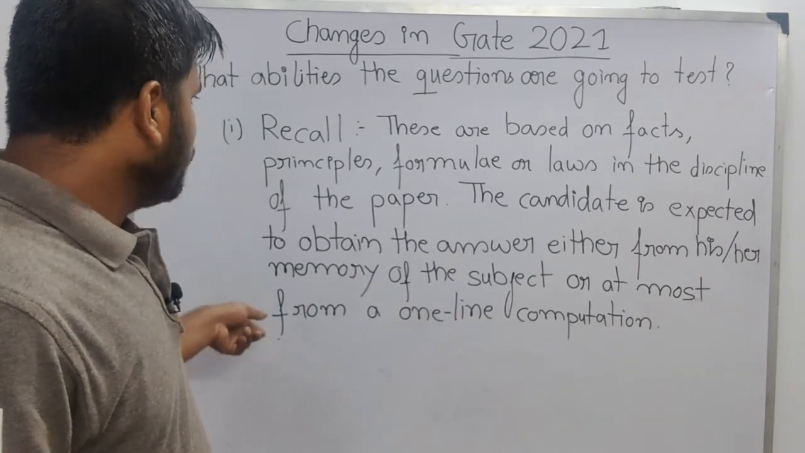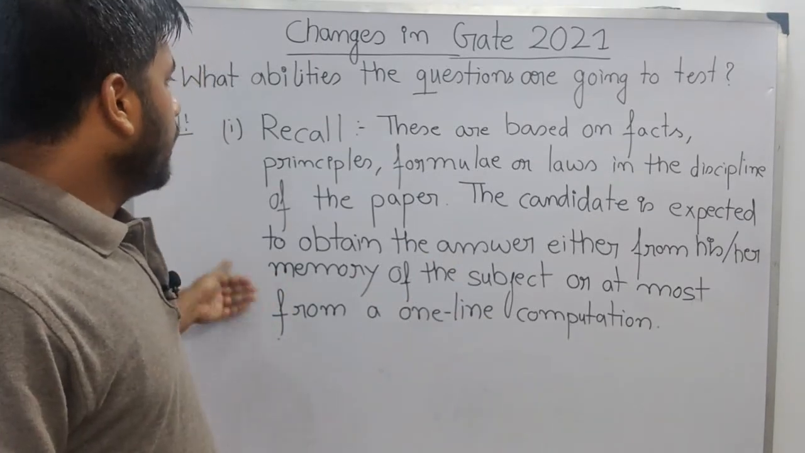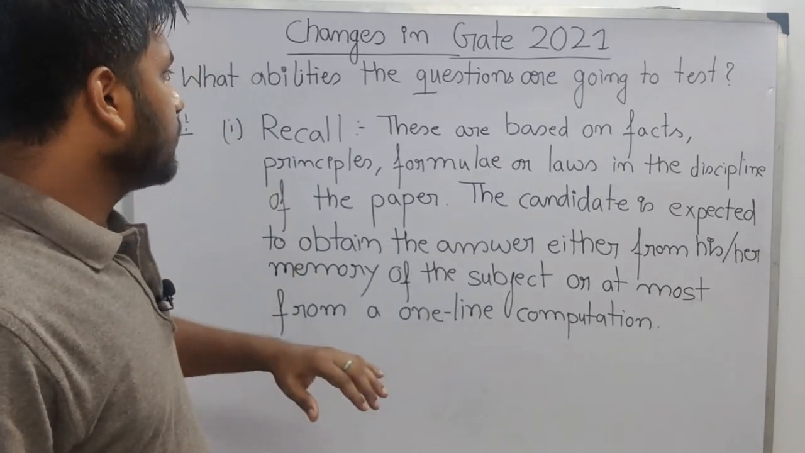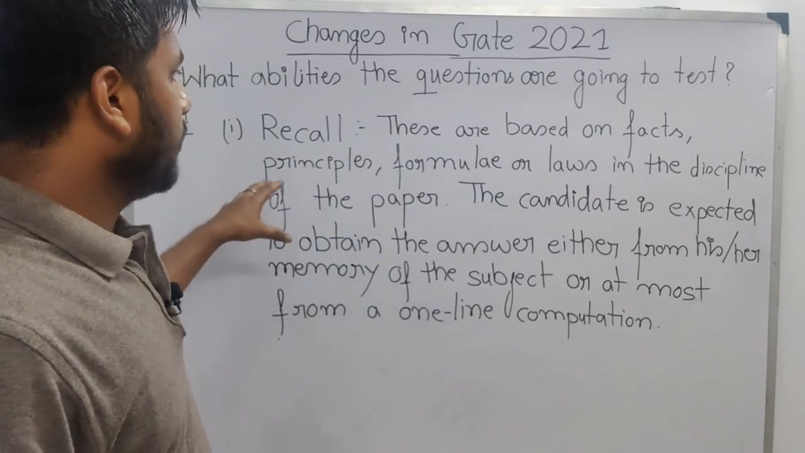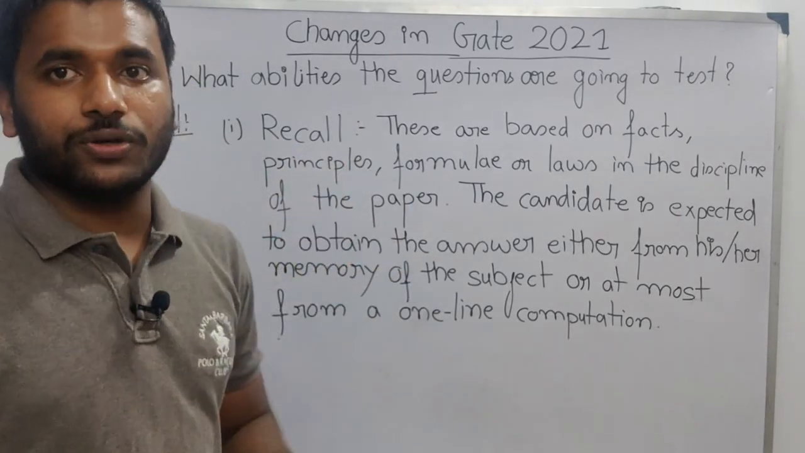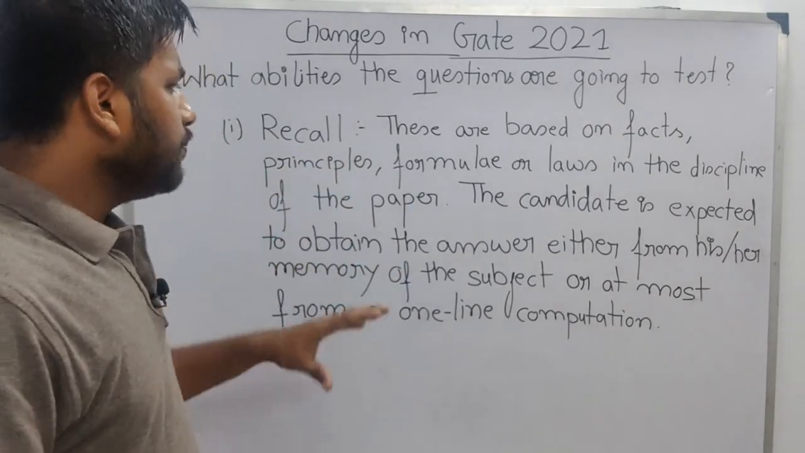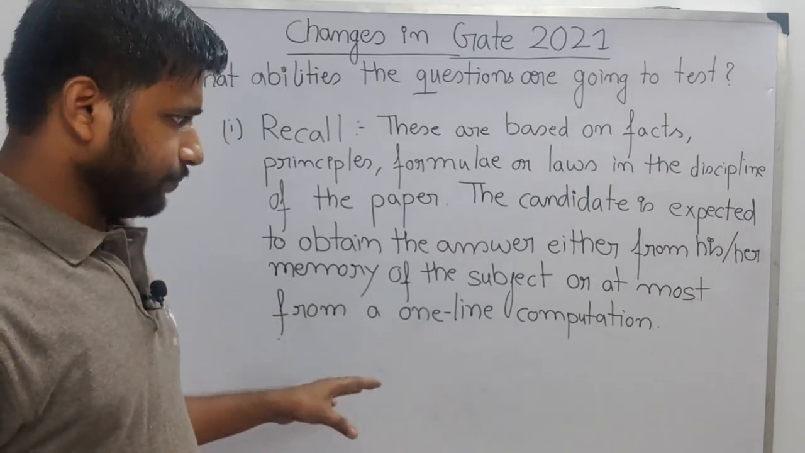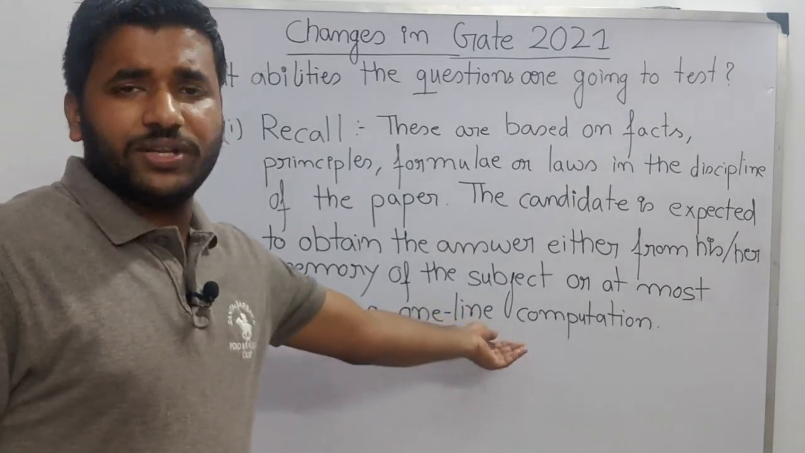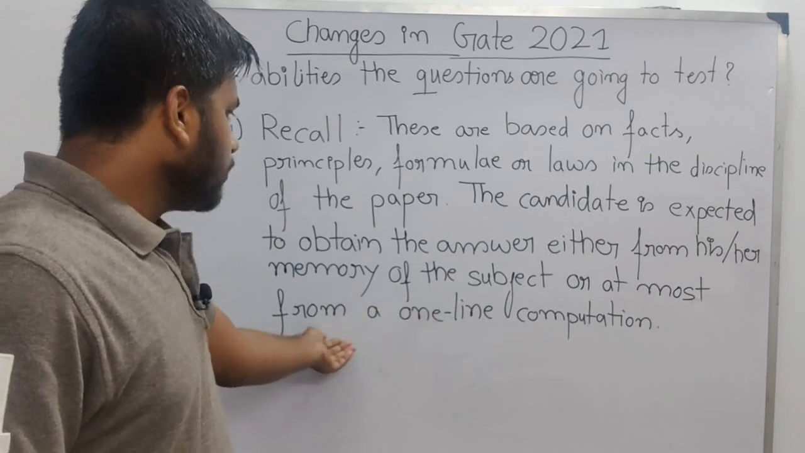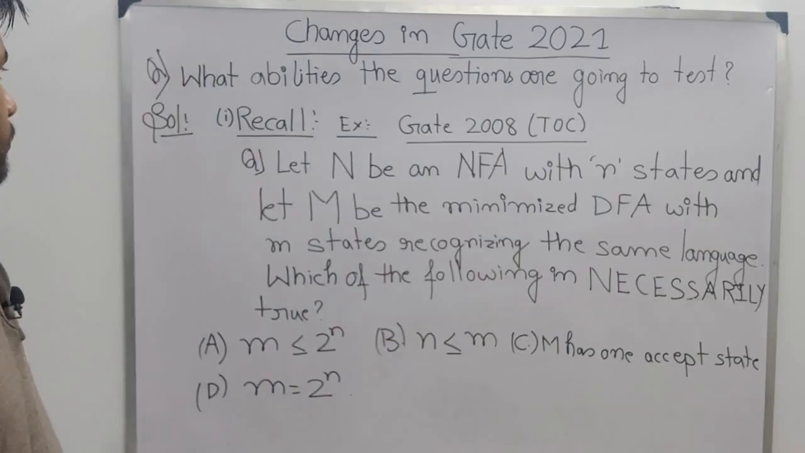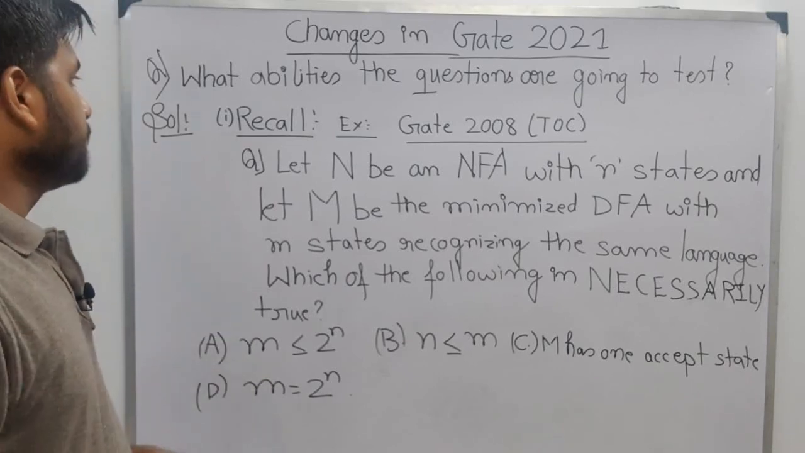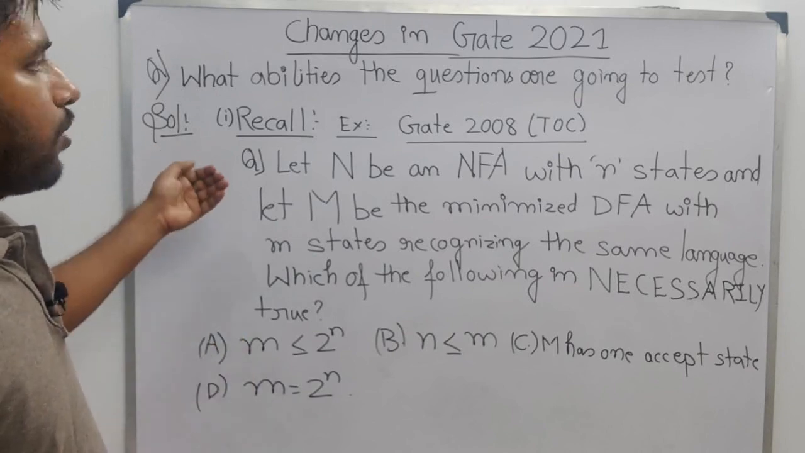So I will give you one question to see how that question belongs to recall. Recall is saying that it is based on some fact, principle or formula. It is just going to be a simple type of question, where only one line of computation is required, or at most a one line computation. So let me take one example. This is your GATE 2008 question asked in TOC. This question falls in recall.